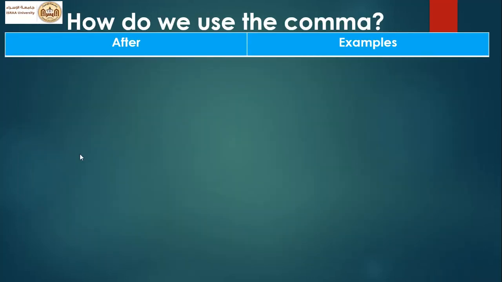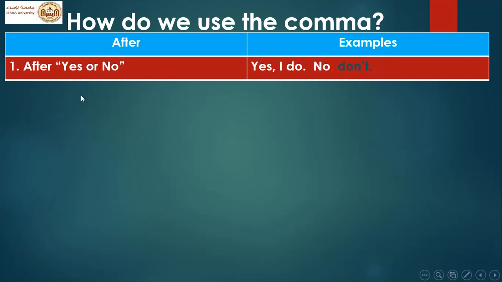How do we use the comma? We are going to see some cases where we place the comma after some certain words, and then we'll see examples. The first one, we place the comma after yes or no. Look at the example. Yes, I do. No, I don't. It is placed here after yes and after no.